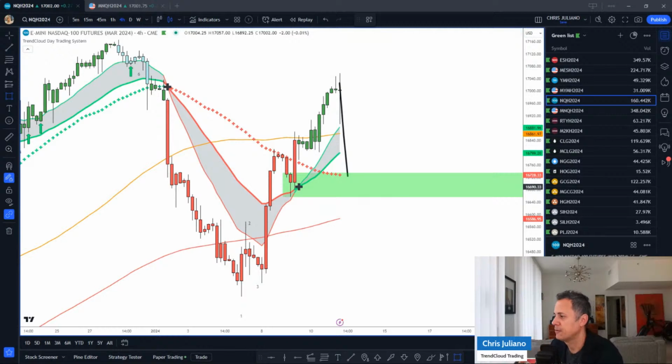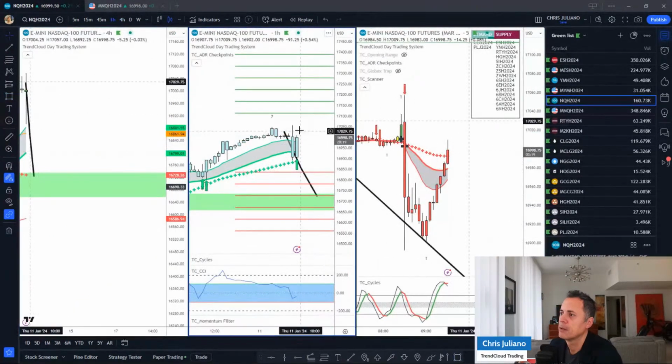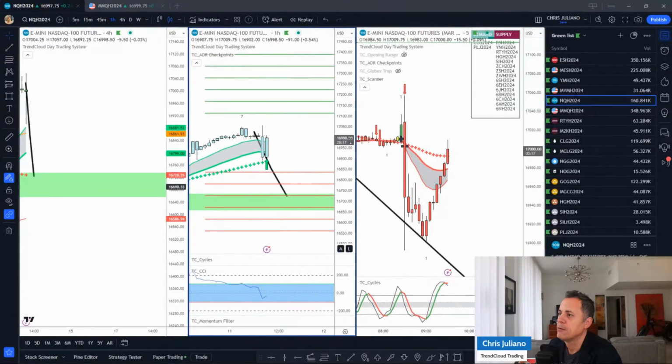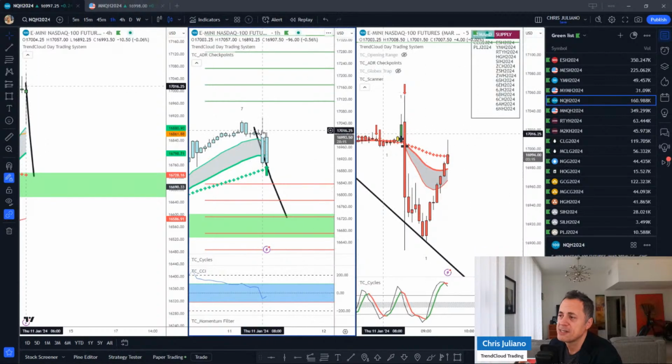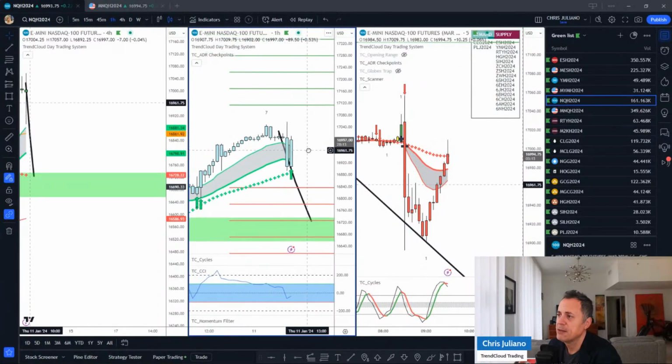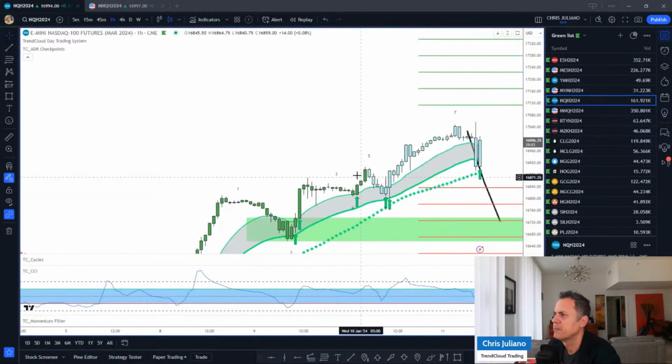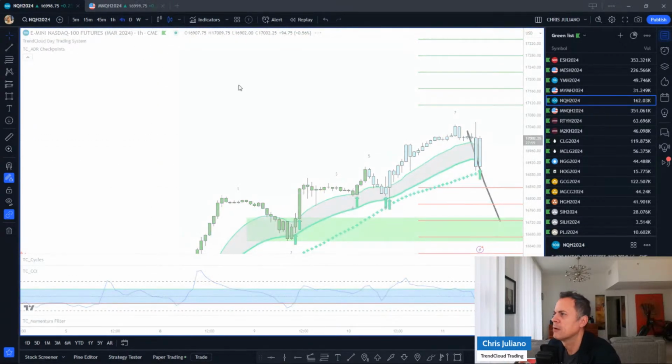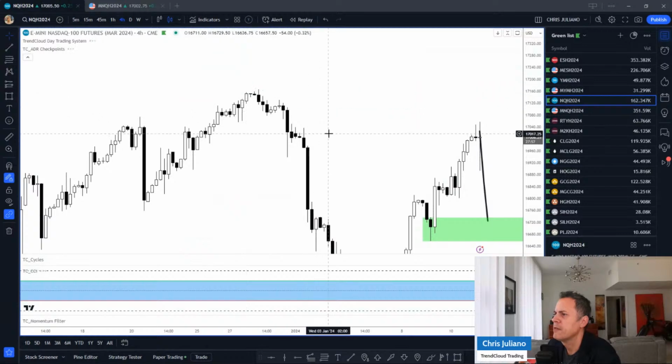On those lower time frames, now, we are extended, right? If we get a move up into these ADR levels, what is up here? Let's look left. Go out to the 4-hour. What is there?